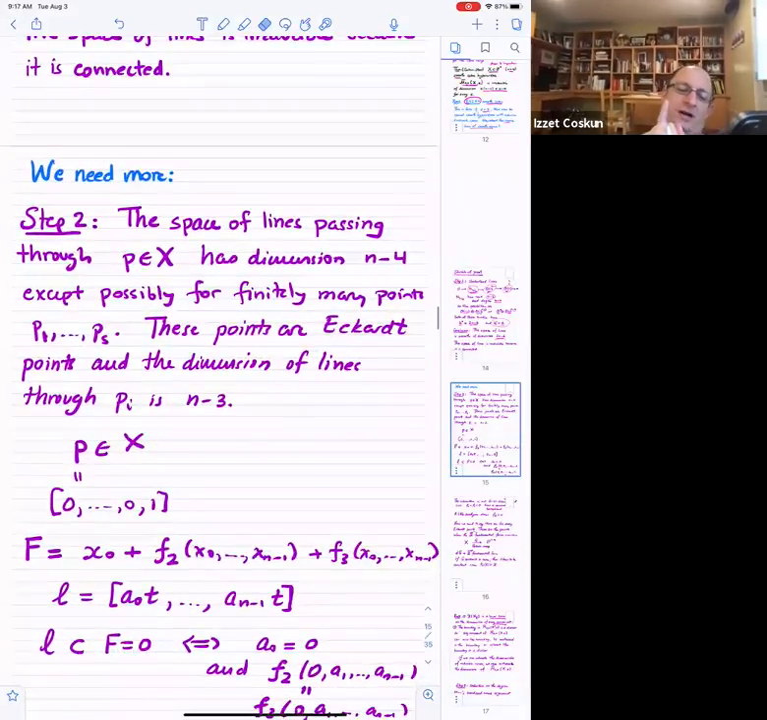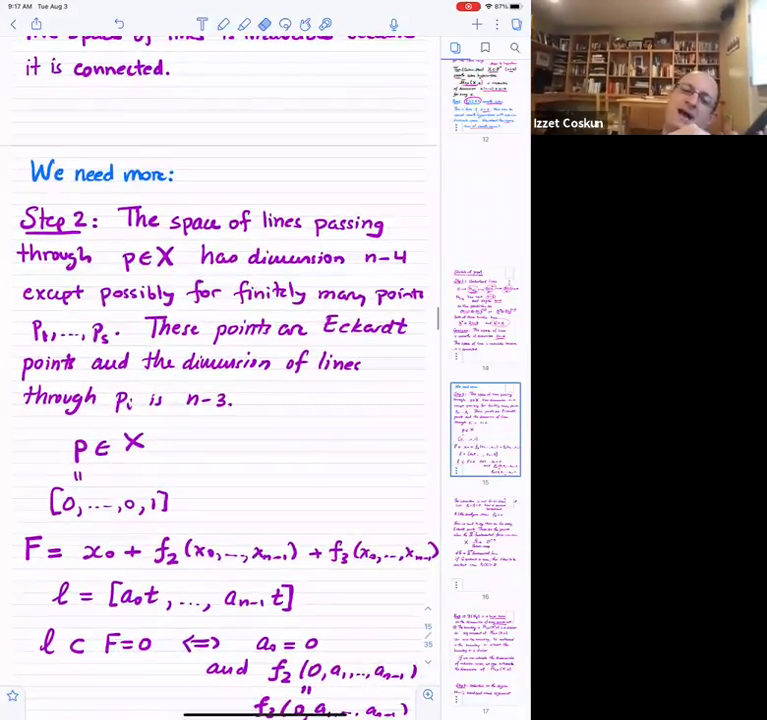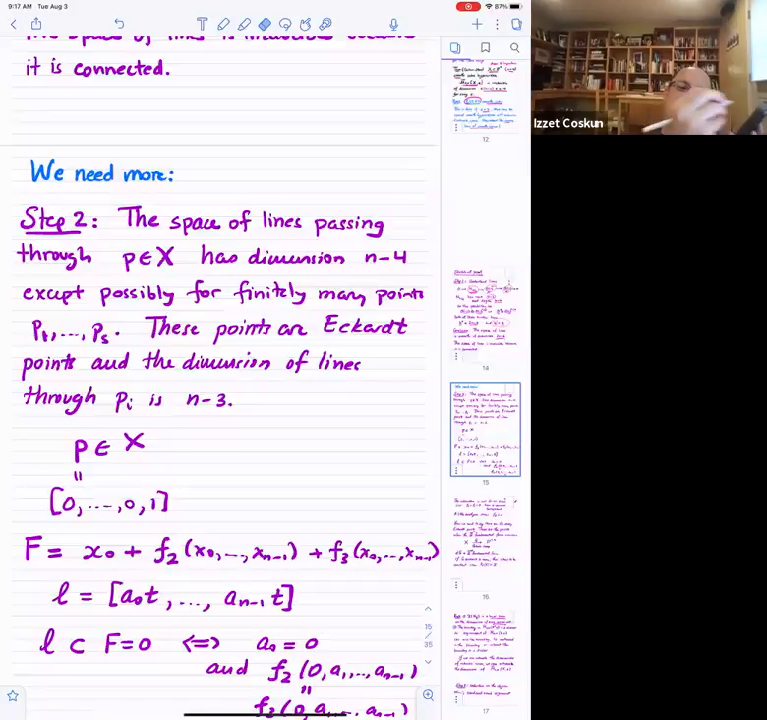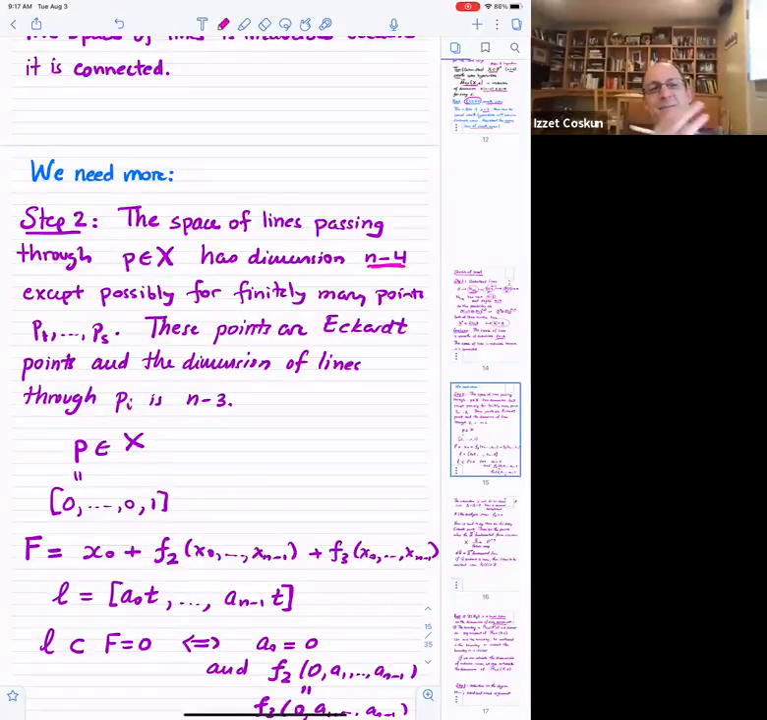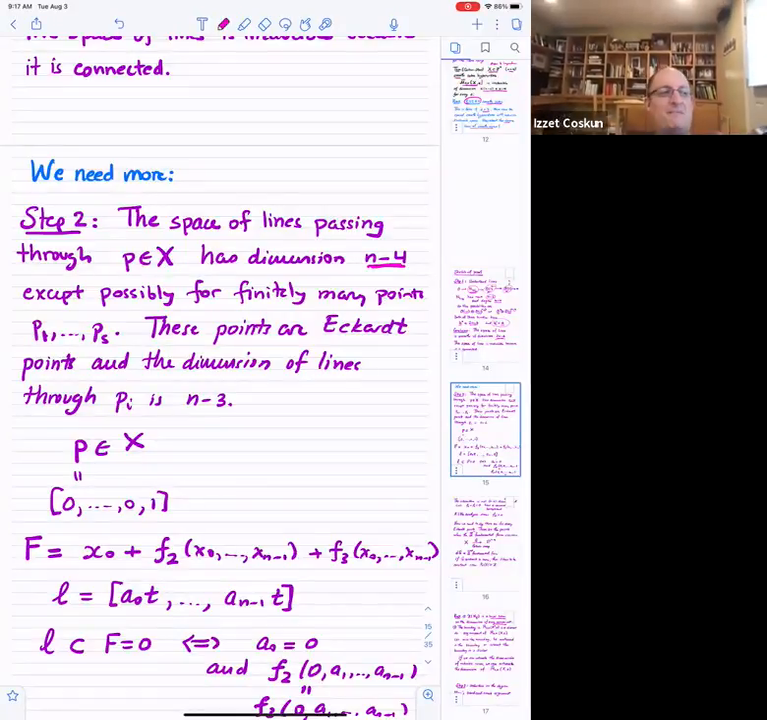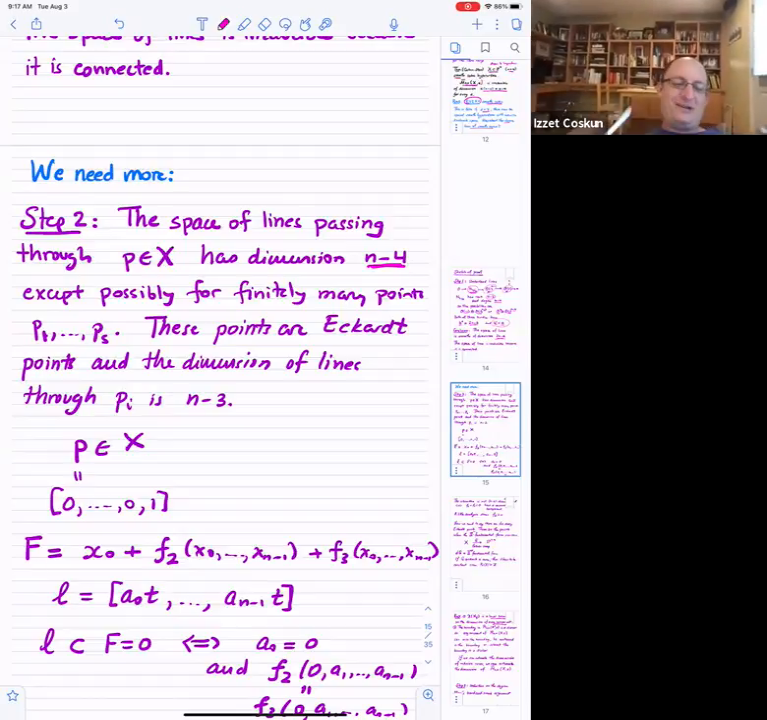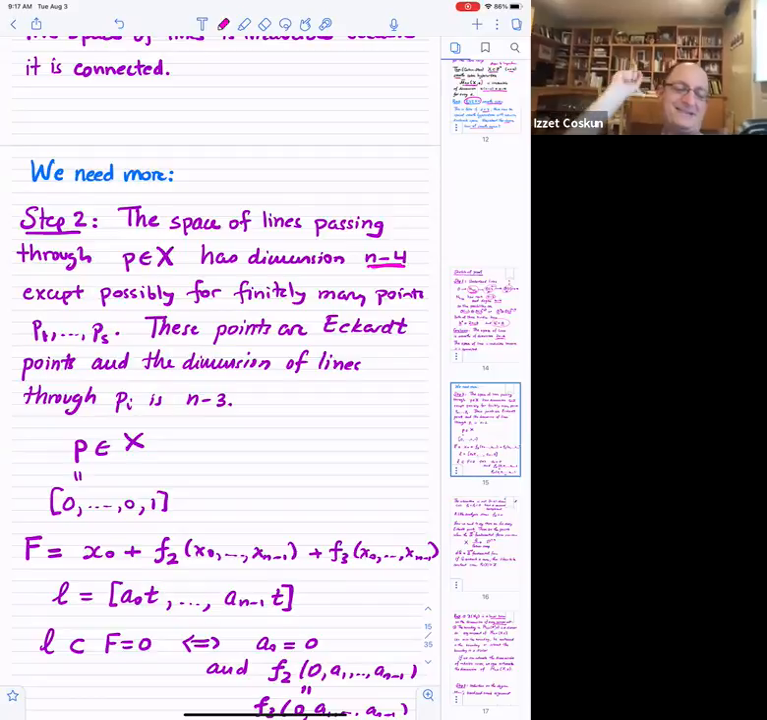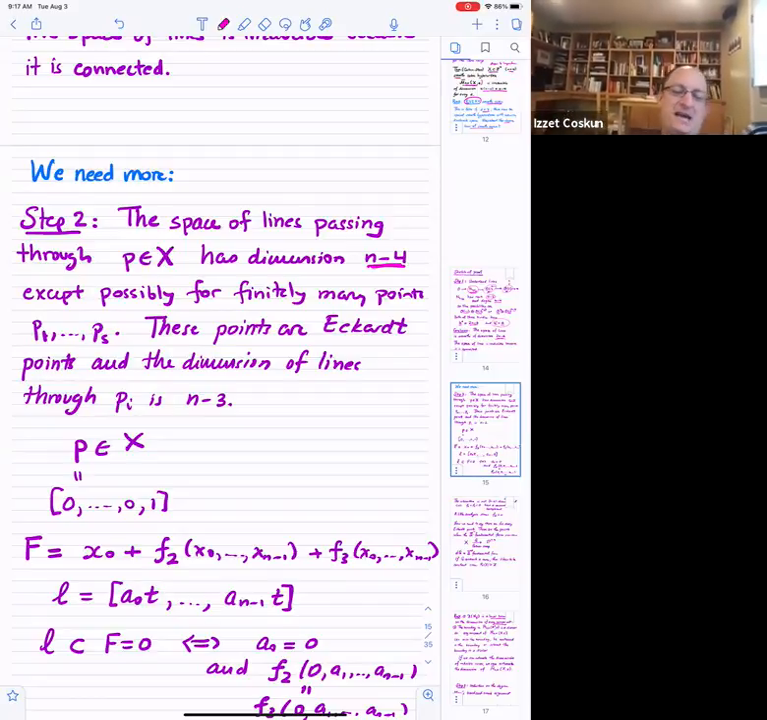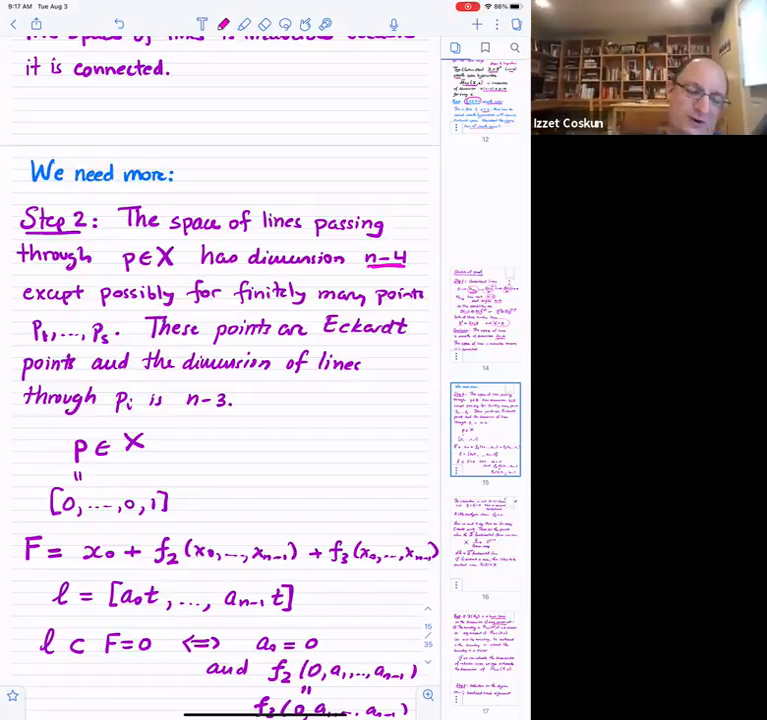So we need more. We need to know that the space of lines passing through a point has dimension n-4. Again, when you're really proving this, you have to keep track of these dimension estimates. Because this is on Zoom and we are doing all these things, I don't want to keep track of them too much. I'll leave it as an exercise, or you can look in the papers and find the estimates. I'm not going to write down all the numerics. You just have to take my word for it that it works out.